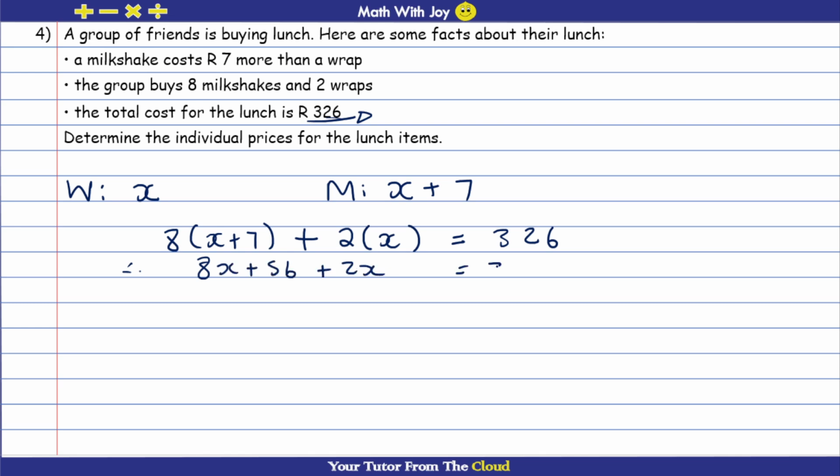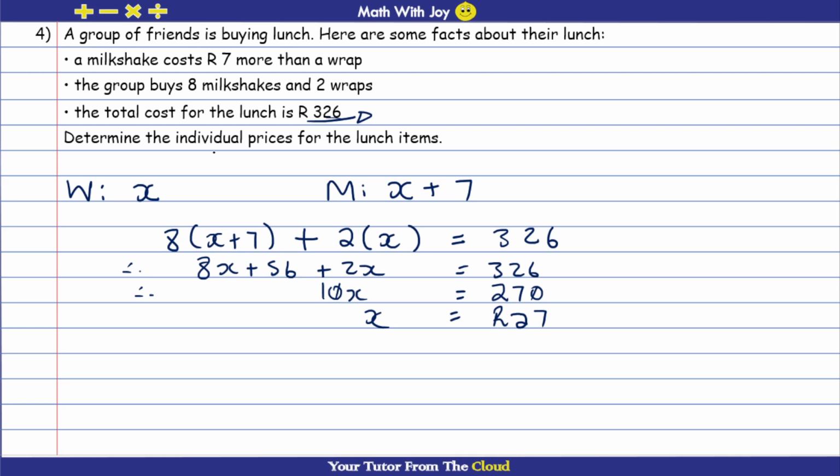All right, so we have 326. Then we add these, they're going to give us 10x. So let's see if the calculator can quickly help us to work out 326 minus 56. That's 270, and I agree with that, as we're going to cancel out to find out that a wrap is going to cost 27 rands. So it costs 27 rands.